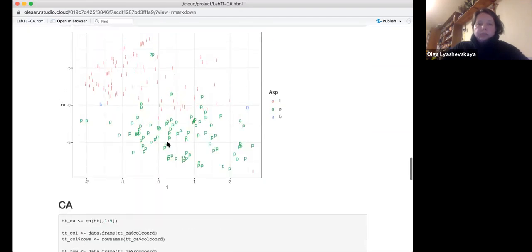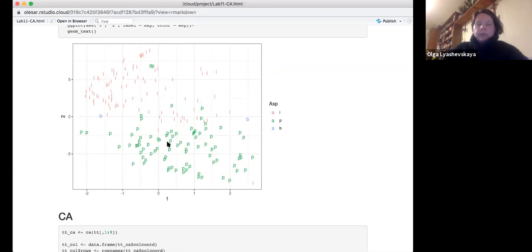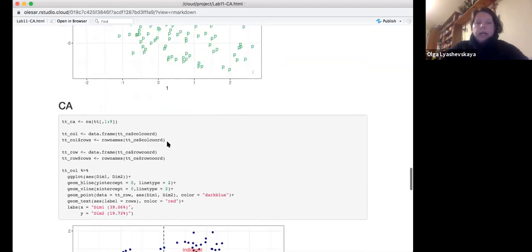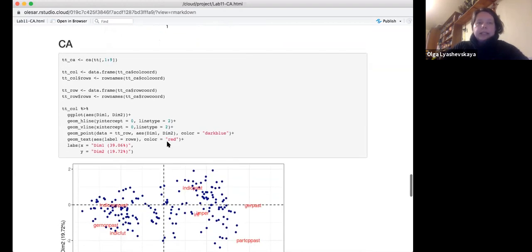So in the previous plot, we saw how I and P verbs are plotted on the picture. But now let us go to the correspondence analysis. First, let's take the columns from 1 to 9 from here, and apply correspondence analysis to this. Again, there is a huge number of functions to do correspondence analysis in R, and we will use the CA function today.